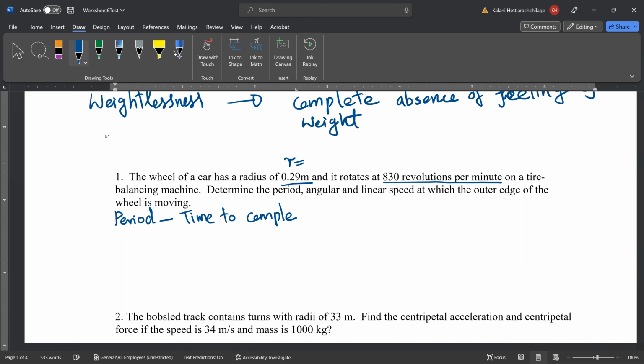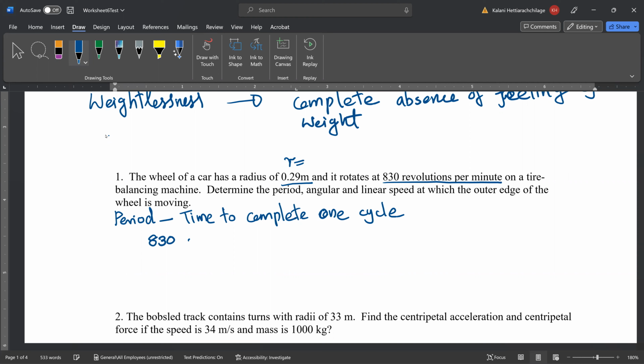Cycle or revolution. Complete one cycle. Okay, so now if you take the time to complete one cycle, that will be the period. If you take how many cycles per second, we call that the frequency, right? We discussed those things earlier too. So now you need to understand what is given. Always think about the units from the given information.